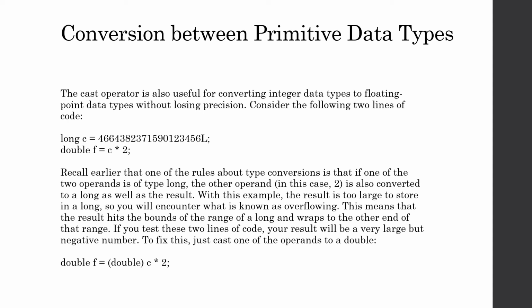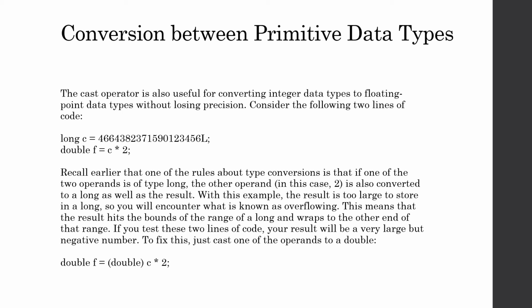Consider the following 2 lines of code. So we've got a long C, and this is going to be equal to this very large number. Keep in mind that we also have that capital L at the very end that signifies that this number should be treated as a long. We then have a double that we call F. This is going to be equal to that value C, so the value inside of that variable, multiplied by 2. There's just one problem with this, which is that the number that we're using is so large that when you multiply it by 2, it actually becomes larger than the largest possible value that will fit inside of a long.